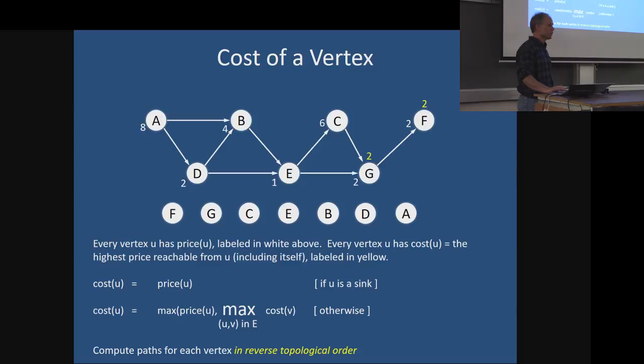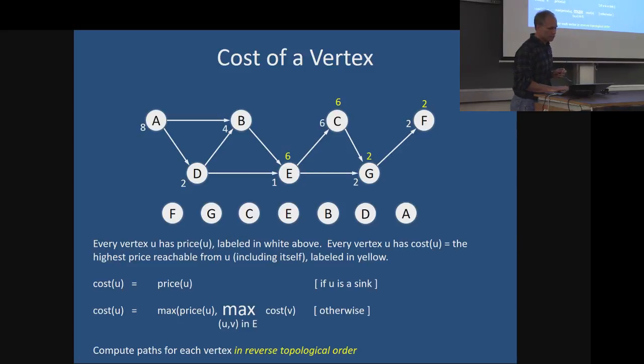C's price, which is 6, and G's previously computed cost, which is 2. So we get 6. Now what about E? Its price, 1, and the cost of C and G, which are 6 and 2. So we take the larger of those, and we get 6.